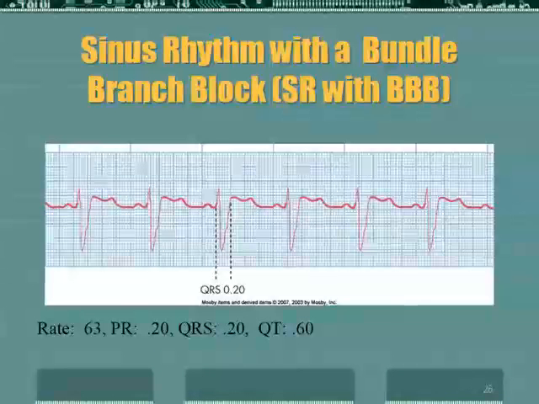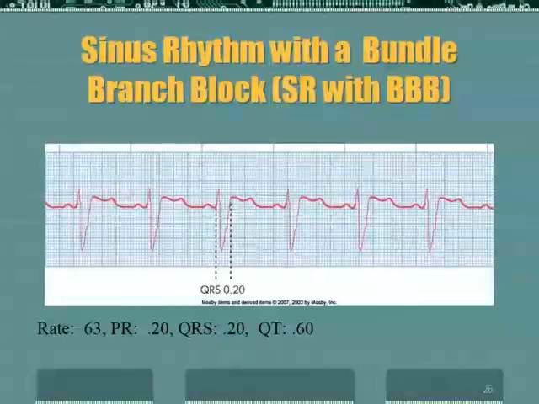Sinus rhythm with a bundle branch block is depicted by this one. And when the bundle branch is blocked, the impulses must travel a different path to stimulate the ventricles. And that's why you see the QRS complex prolonged and widened instead of what a normal QRS would look like.